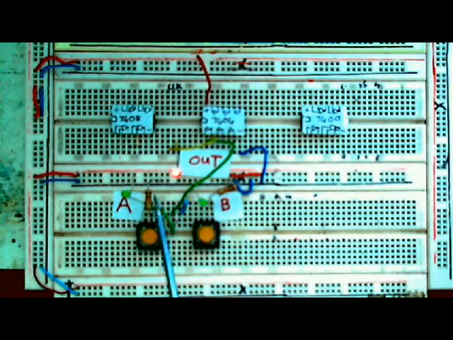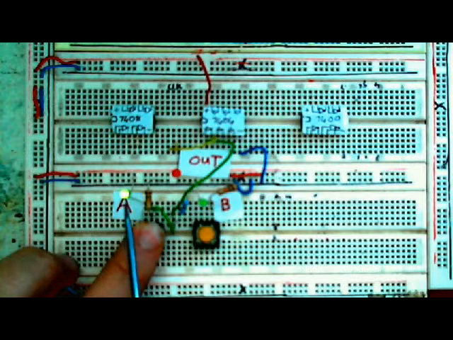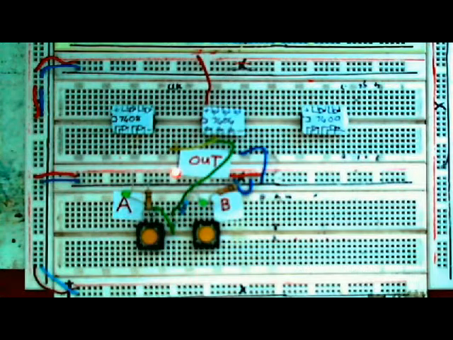So if it is a 1 on the input, it will be a 0 on the output. If it's a 0 on the input, it will be a 1 on the output. If I press the A, inverting it, you'll see that the A is high and now the output is low, and as soon as I remove my finger, it reverts back to its original state.